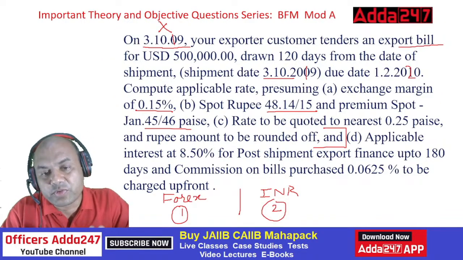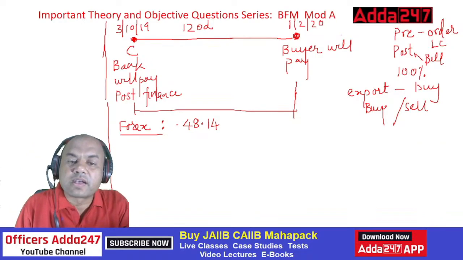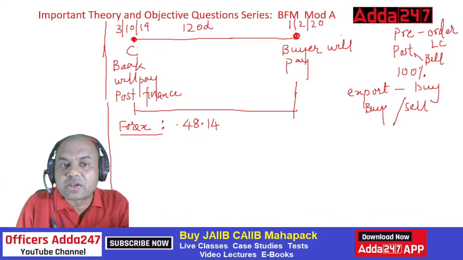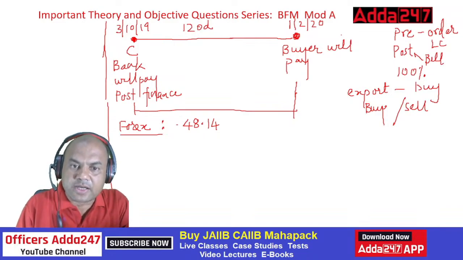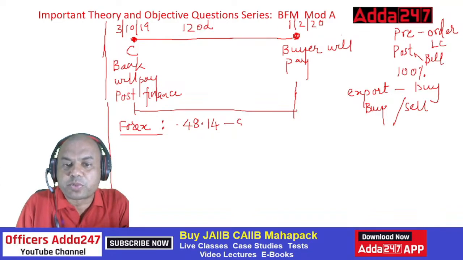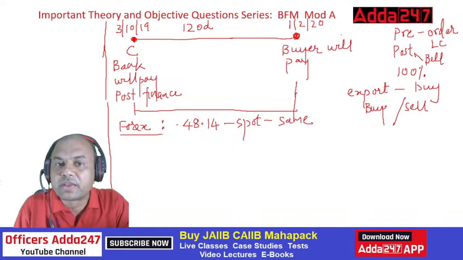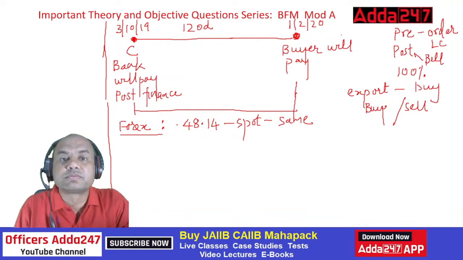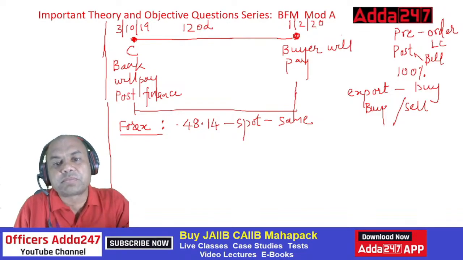Now should I apply this 48.14 only? When is this 48.14 applied? This rate is applied when I am doing the transaction on this date only, 3/10/2019. This is known as a spot rate. Spot is always applied on the same day. If this buyer was paying today only, meaning 3/10/19, then I would have applied the TT rate. Clear? Everyone getting this?